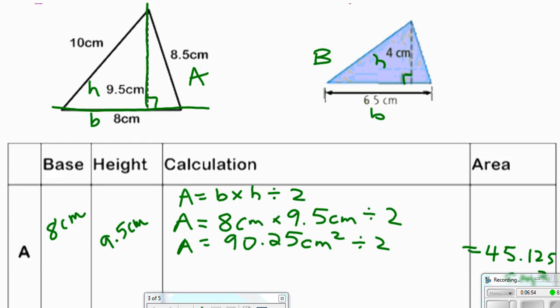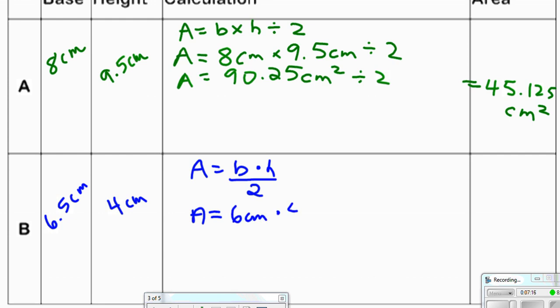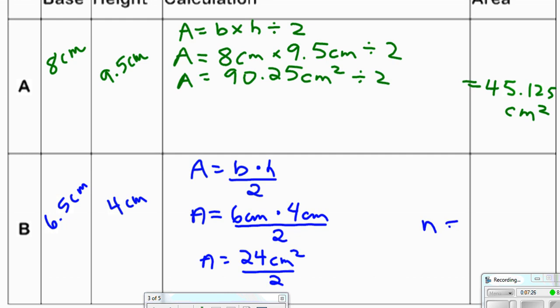When we look at the second example, we have a base of 6.5 and a height of 4. So the base is 6.5 centimeters. The height is 4 centimeters, so area equals base times height divided by 2. Yes, you need to write your formula every time, so no, don't even ask. So we get area equals 24 centimeters squared divided by 2. So the area is 12 centimeters squared.